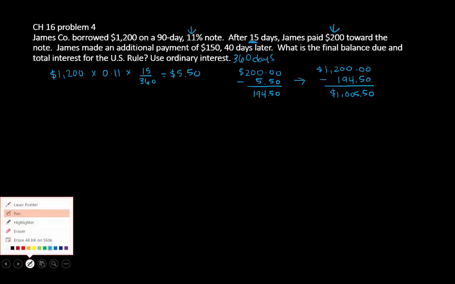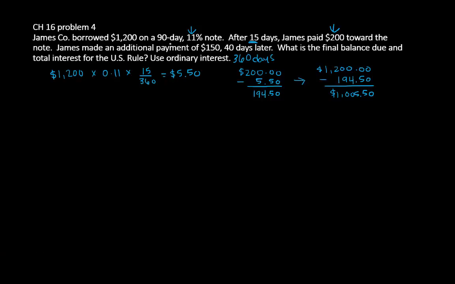Okay? So now let's carry that new principal over. So we see here in line 3, James made an additional payment of $150 40 days later. Well, we're going to have to calculate that interest. So we're going to take the new principal, times the rate of 11%, and now we're going to multiply by 40 over 360, because you see here it says 40 days later. That's after the 15 days. So that'll give us $12.29.